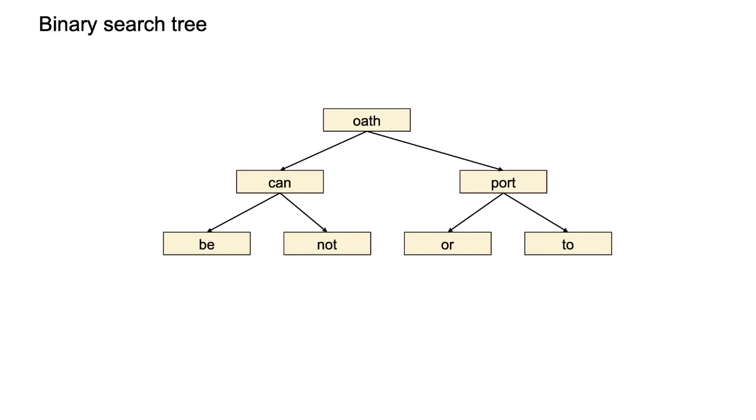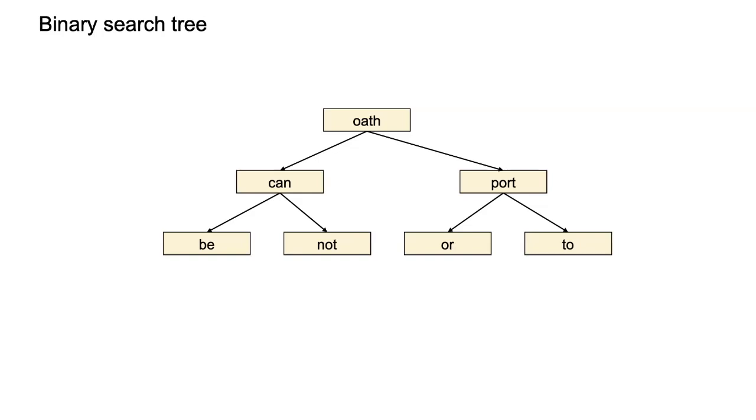And so here we do have this property, but using the alphabet, right? Everything on the left of "oath" comes before it in the dictionary: it starts with C, B, N, which comes before O. And on the right, P, O, T, those come after, right? O, A, O, R, so this is later. So yes, we have exactly the same property here with the terms.